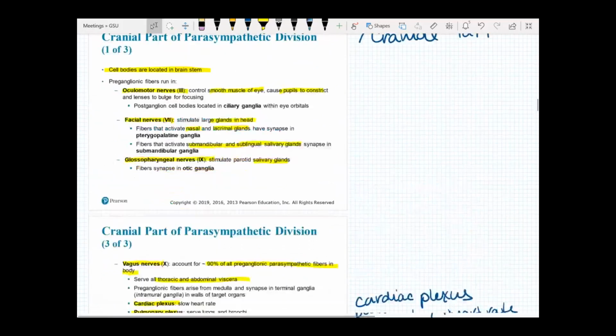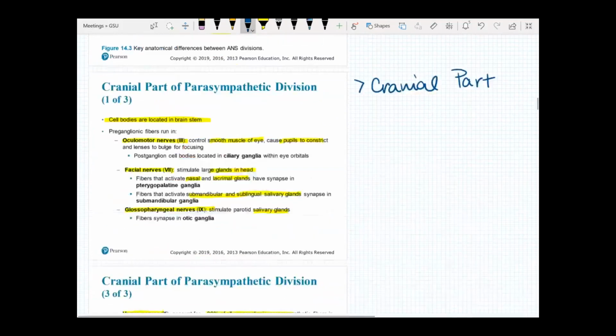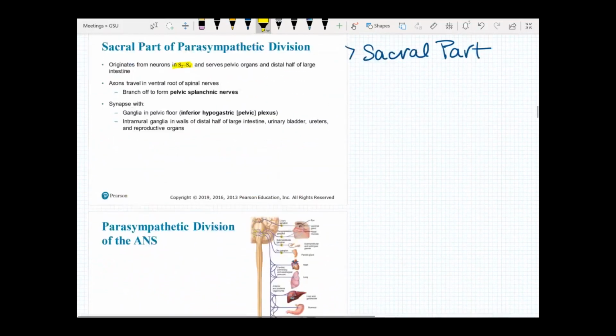So just as a reminder, parasympathetic is craniosacral. So we're going to break those up. So this is the sacral part. It does originate from neurons S2 to S4. So it's very low. It's pelvic, in the pelvic region, and the distal half of your large intestines is what it will actually serve.